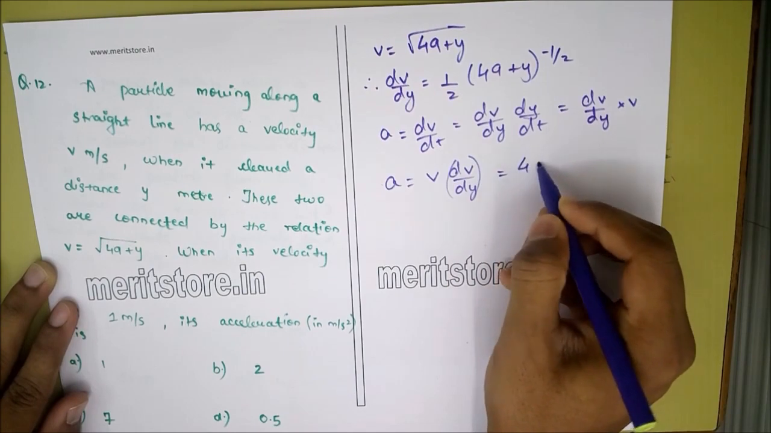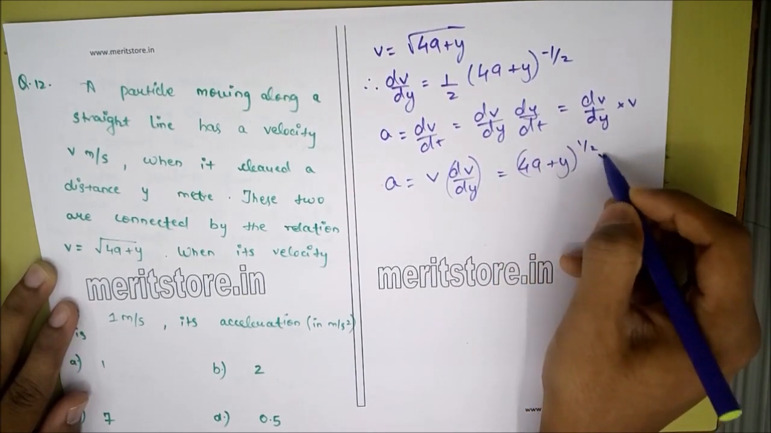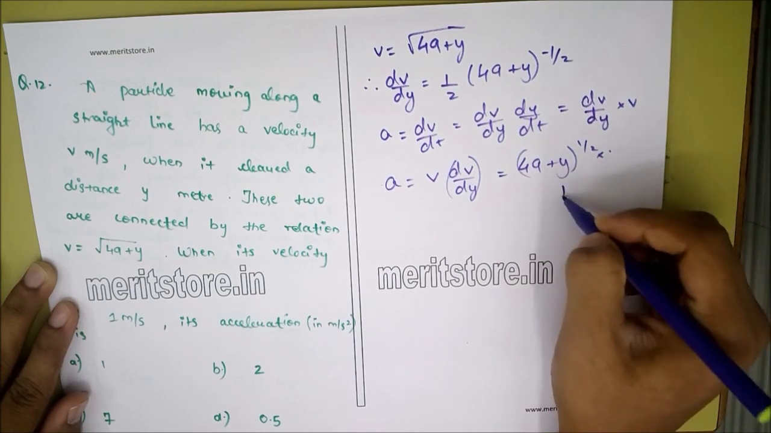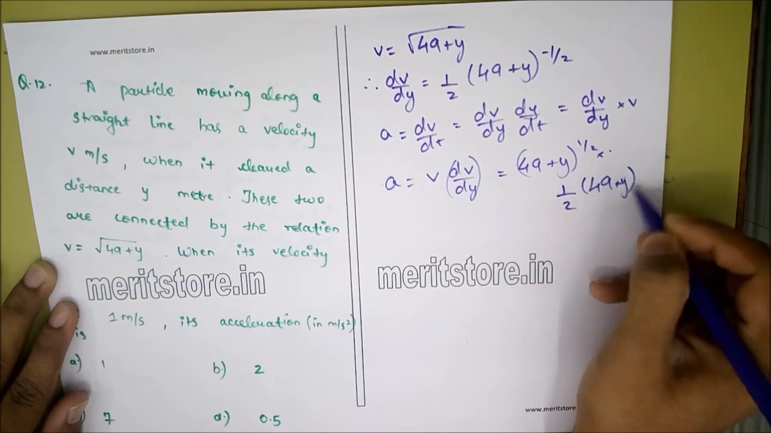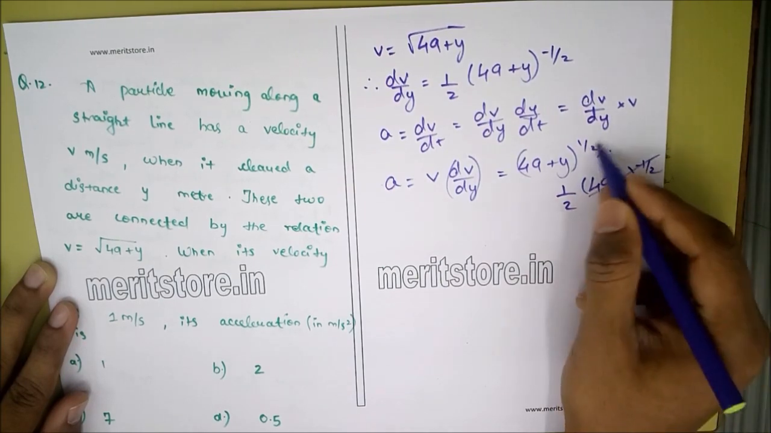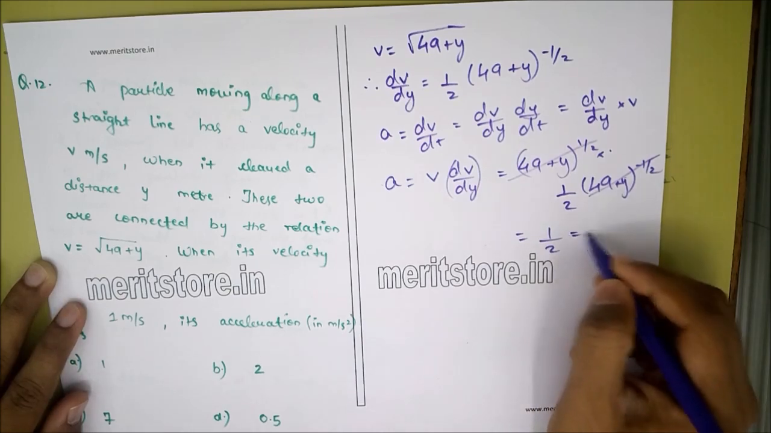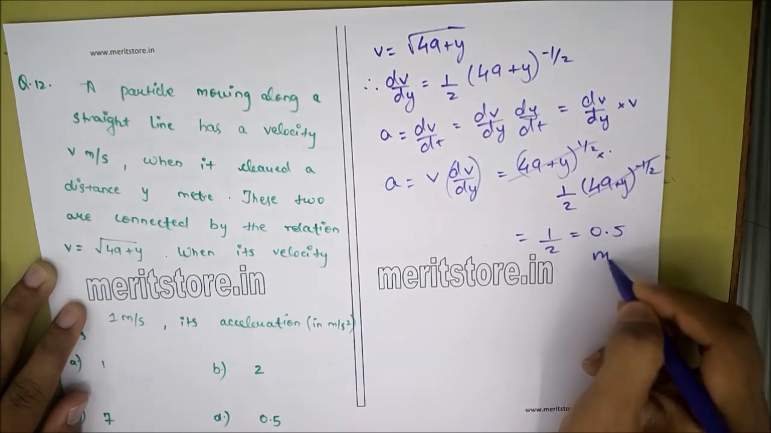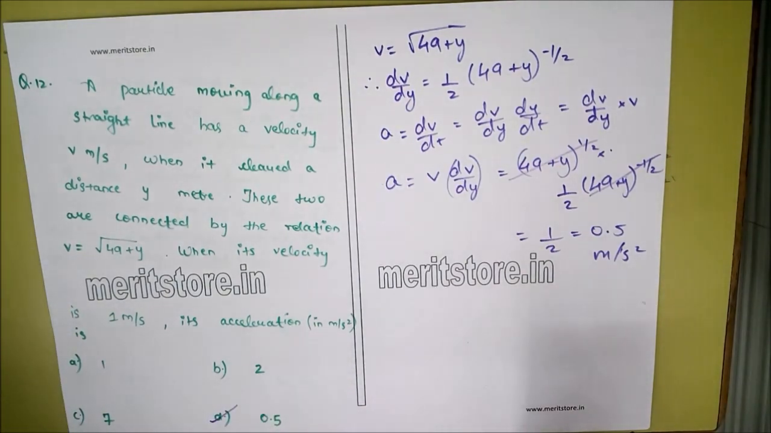which is nothing but 49 plus y raised to half into half of 49 plus y raised to minus half. So this plus half and minus half gets cancelled. So the value of acceleration is half, which is 0.5 meters per second square. Hence option D is the correct answer.